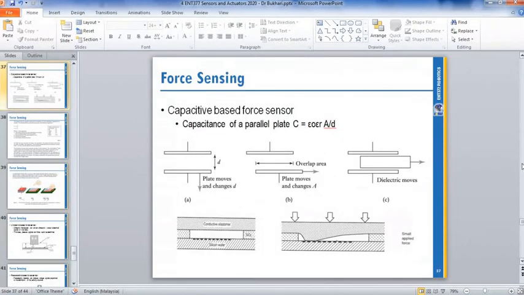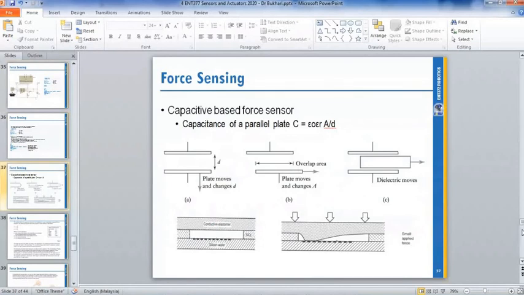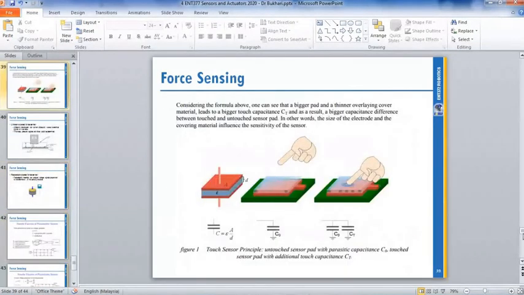This is for the force sensor. So when you press it, this is the capacitive based force sensor. You press the matrix inside between the plates, so that's why you can have a different value of capacitance for the sensor. Between them is a dielectric, similar to the capacitor concept.